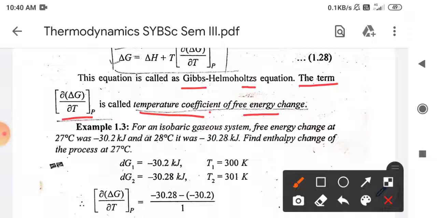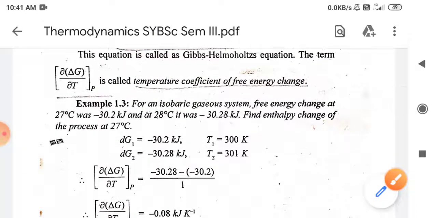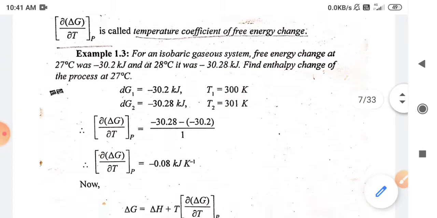Sometimes you might be asked about the various changes, that is either delta G or delta H, in the given numericals or problems, or you might sometimes need to calculate only the temperature coefficient of free energy change. There we just need to take the difference of two free energies with respect to the difference in the two temperatures. So now consider one example.